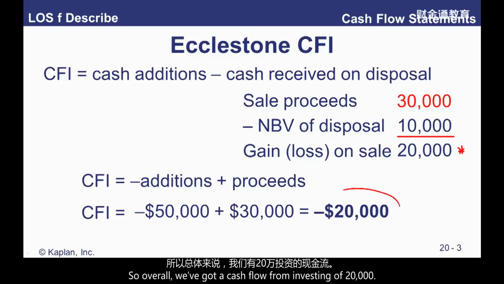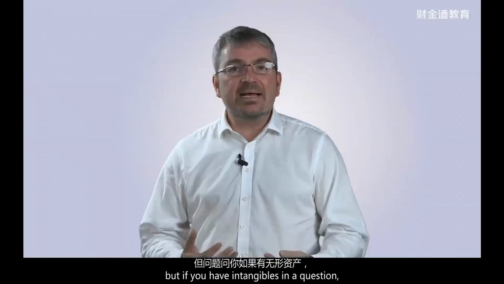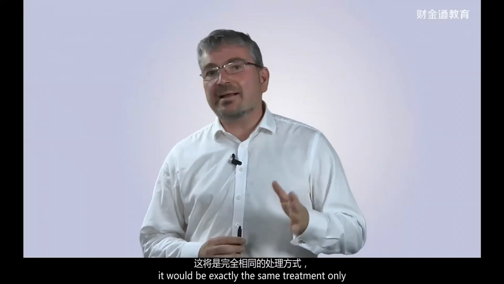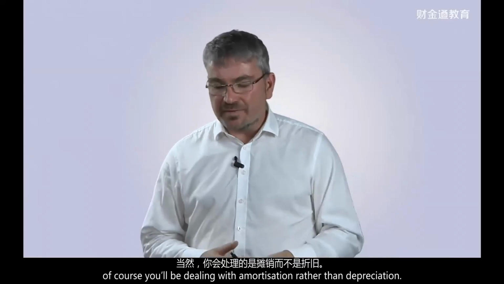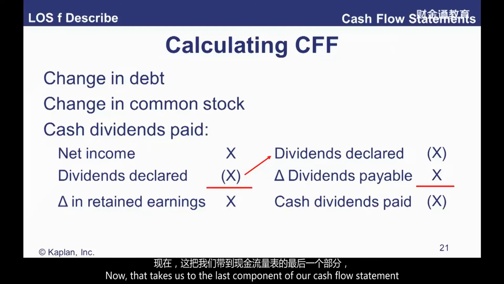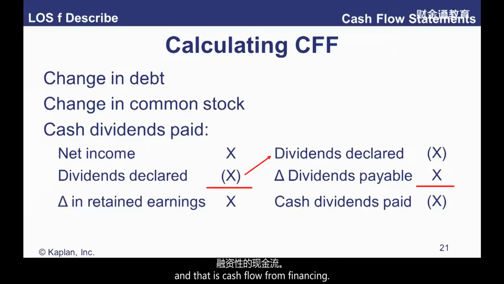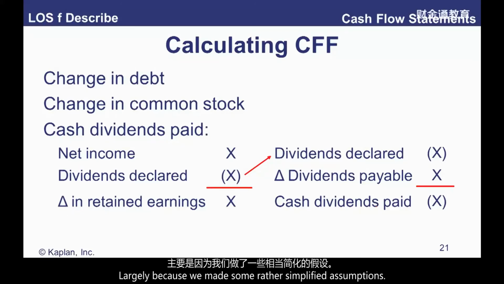So overall, we've got a cash flow from investing of 20,000. Now, we've done it for PP&E, but if you had intangibles in a question, it would be exactly the same treatment, only, of course, you'd be dealing with amortization rather than depreciation. Now, that takes us to the last component of our cash flow statement, and that is cash flow from financing. The nice thing about this is going to be the easiest of the three, largely because we make some rather simplifying assumptions. So let's have a look at how we're going to compute it.